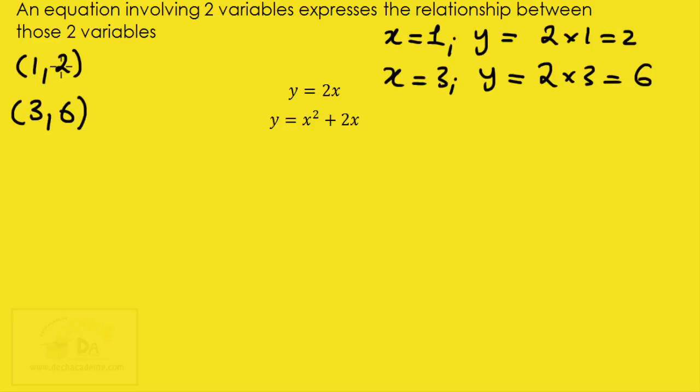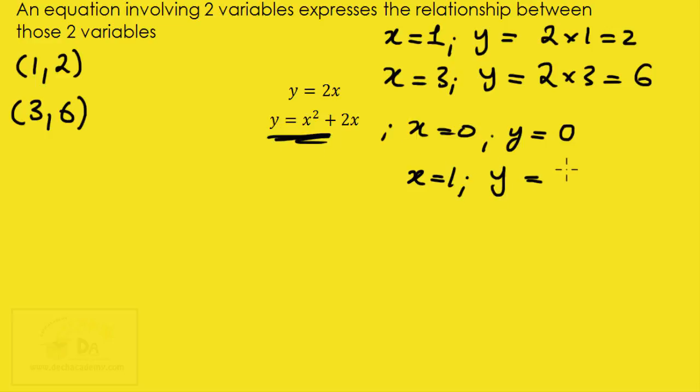Now, all these points and many more will give rise to the plot of this equation, but we'll see that shortly. Let's just look at the other equation. This equation is the equation y equals x squared plus 2x. It's a different relationship between y and x. When x is 0, y is x squared plus 2x, so 0 squared plus 2 times 0, which is 0. When x is 1, because of this relationship, y is equal to 1 squared plus 2 times 1, which is 1 plus 2. Y is equal to 3.